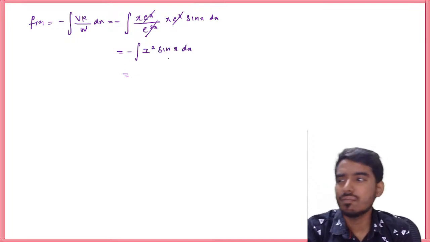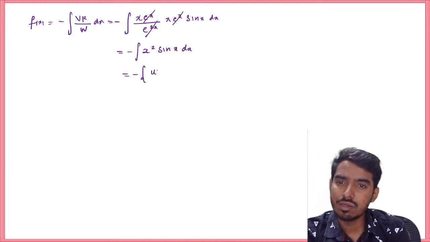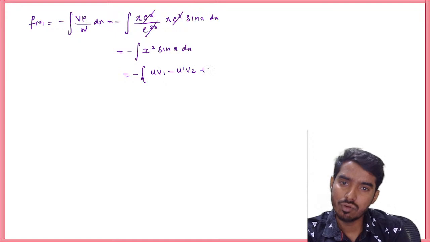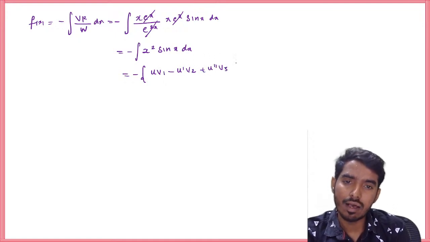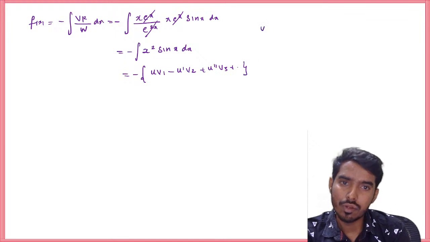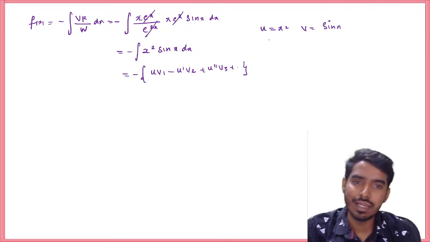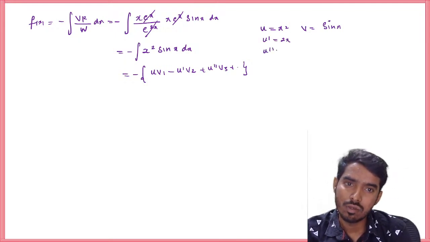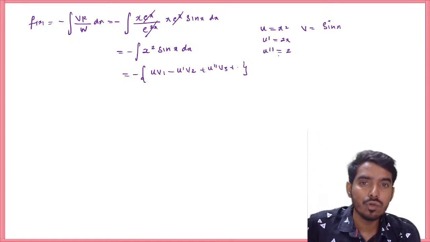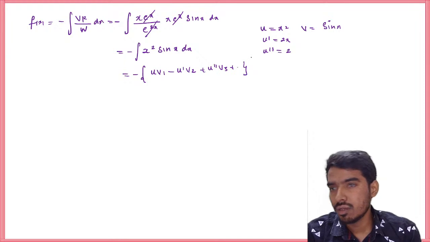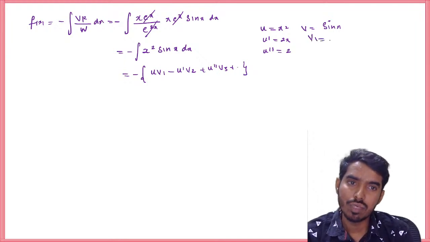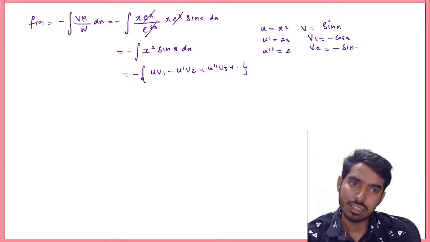So you have to integrate this, right? Use integration by parts or apply Bernoulli's theorem. So u v1 minus u dash v2 plus u double dash v3 and so on. So your u is x square, v is sin x, or you can also use integration by parts, right? So u dash is 2x, u double dash is 2. So you can stop up to u double dash. u triple dash will be 0, right? So your v1 is integrate this. So v1 will be minus cos x. v2 will be again integrate minus cos x, which is minus sin x.